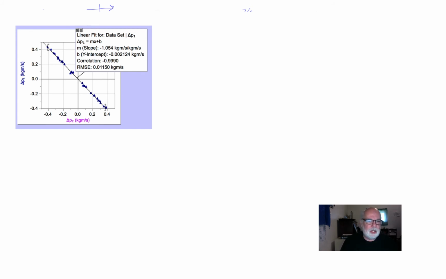And you'll notice that it's linear, and it has a really good correlation, right? If you look at this correlation right there, negative correlation just tells you that the slope of the graph is negative. And then notice what the slope is. The slope is a number that's pretty close to -1.